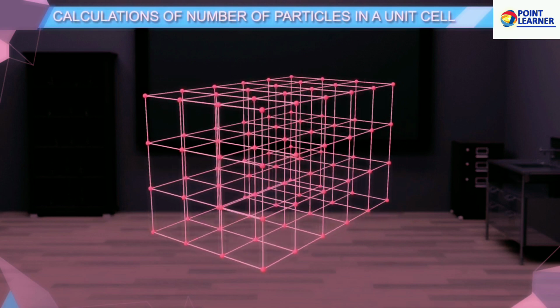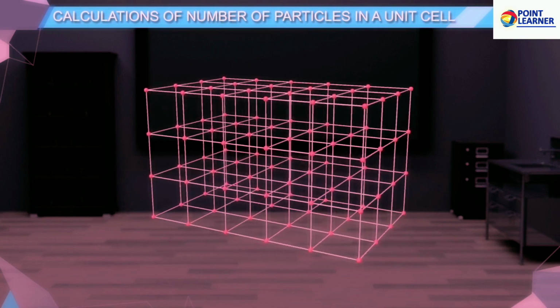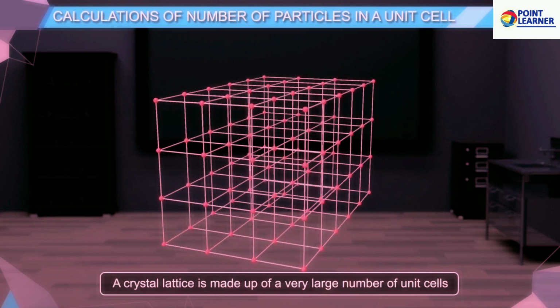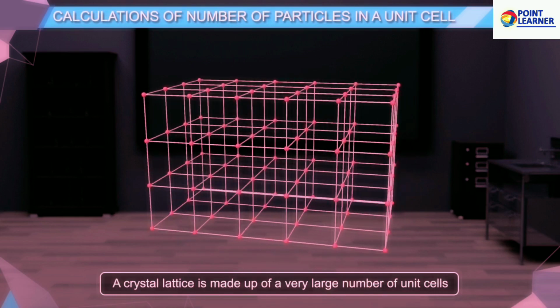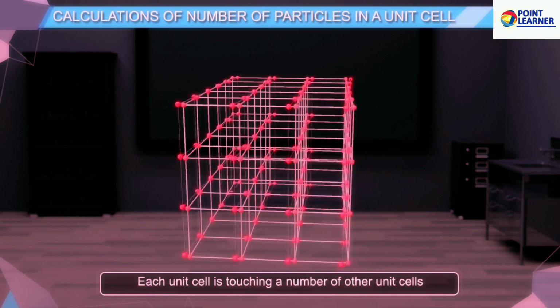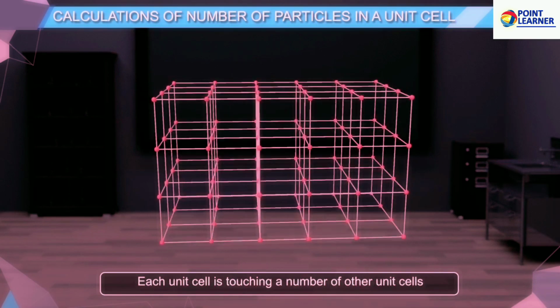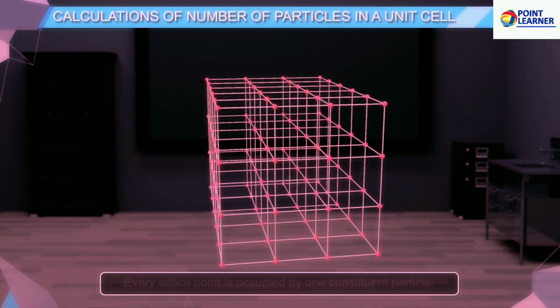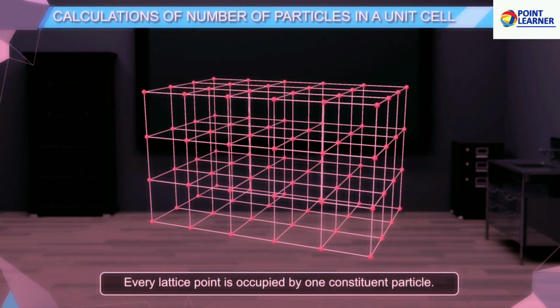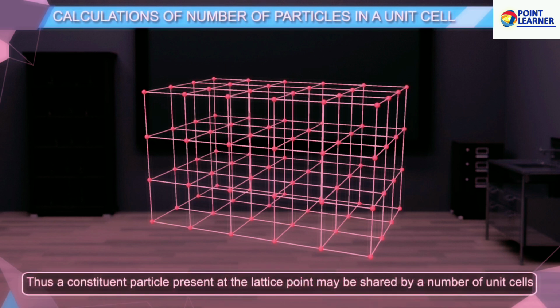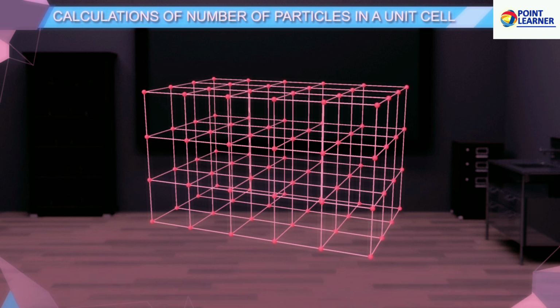Calculations of number of particles in a unit cell. A crystal lattice is made up of a very large number of unit cells. Each unit cell is touching a number of other unit cells. In a unit cell, every lattice point is occupied by one constituent particle. Thus, a constituent particle present at the lattice point may be shared by a number of unit cells. Let us now understand the contribution of a particle in a lattice point to its unit cell.